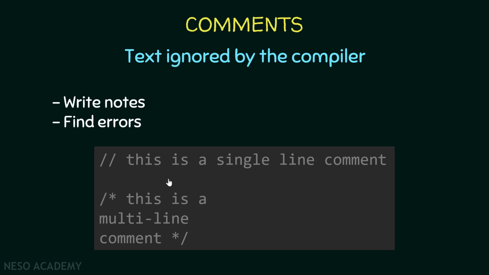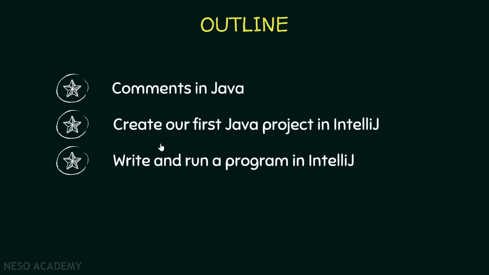So in order to write comment on multiple lines, we can use this. Put forward slash and then asterisk and end it with asterisk and forward slash. So everything between these asterisks will be a comment, even if it is on multiple lines, alright? So now let's create our first project in IntelliJ.